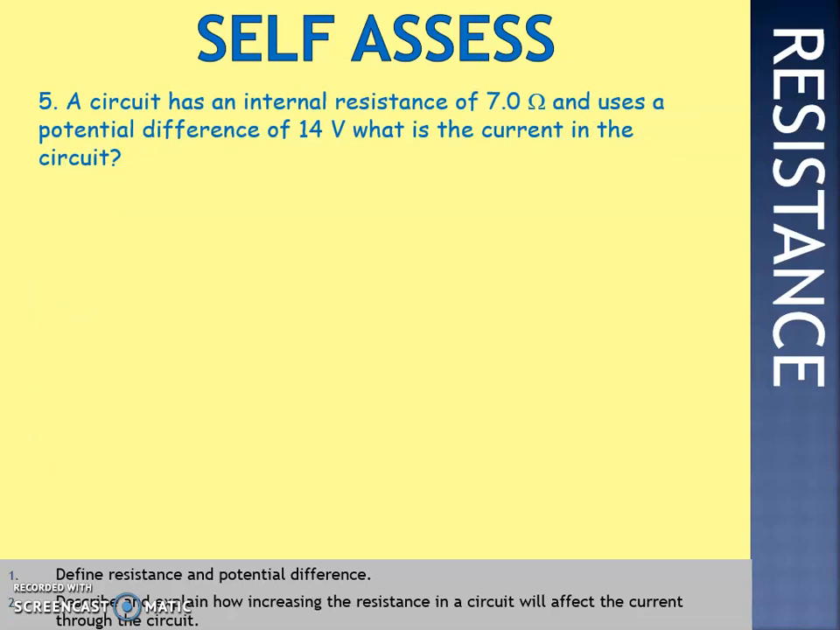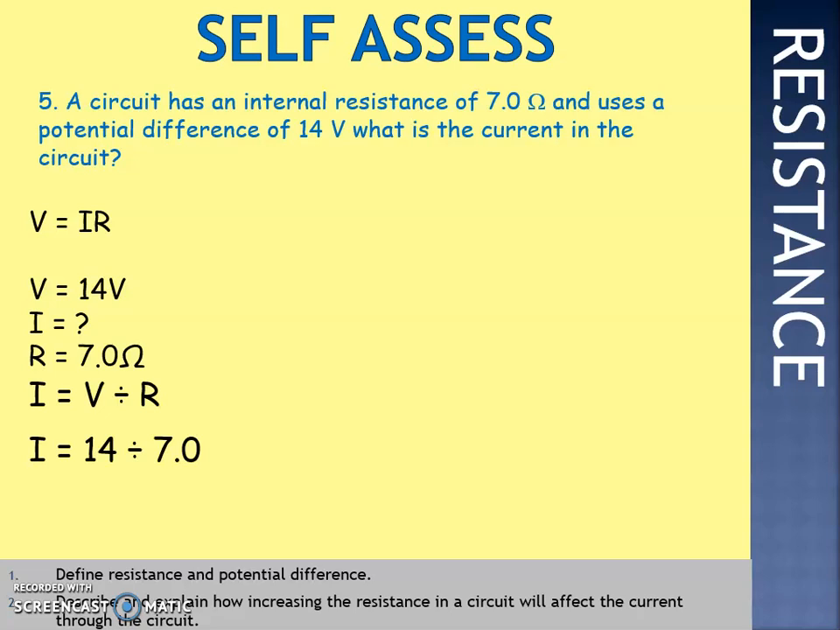Last one in this case, circuit's got an internal resistance of 7, use the potential difference of 14, what's the current? Again, get out the values I know and write my equation down. Voltage is 14, resistance is 7. But then I rearrange my equation again. Current is voltage divided by resistance. That would be 14 divided by 7, giving me a current of 2 amps.